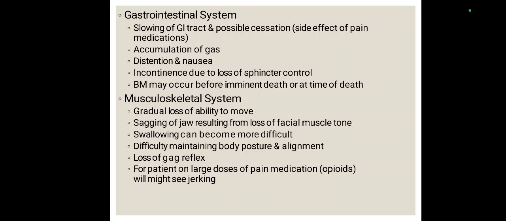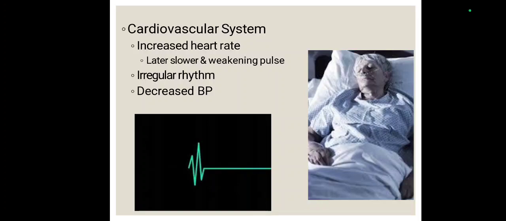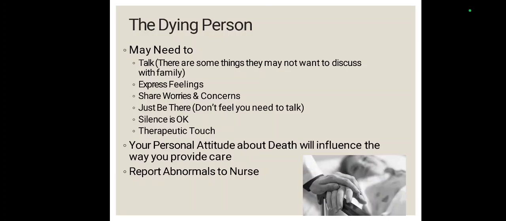For the musculoskeletal system, gradual loss of ability to move, sagging of jaw resulting from loss of facial muscle tone, swallowing can become more difficult, difficulty maintaining body posture and alignment, loss of gag reflex, and for a patient on large doses of pain medication, you might see jerking. For the cardiovascular system, increased heart rate, later slower and weakening pulse, irregular rhythm, and decreased blood pressure.